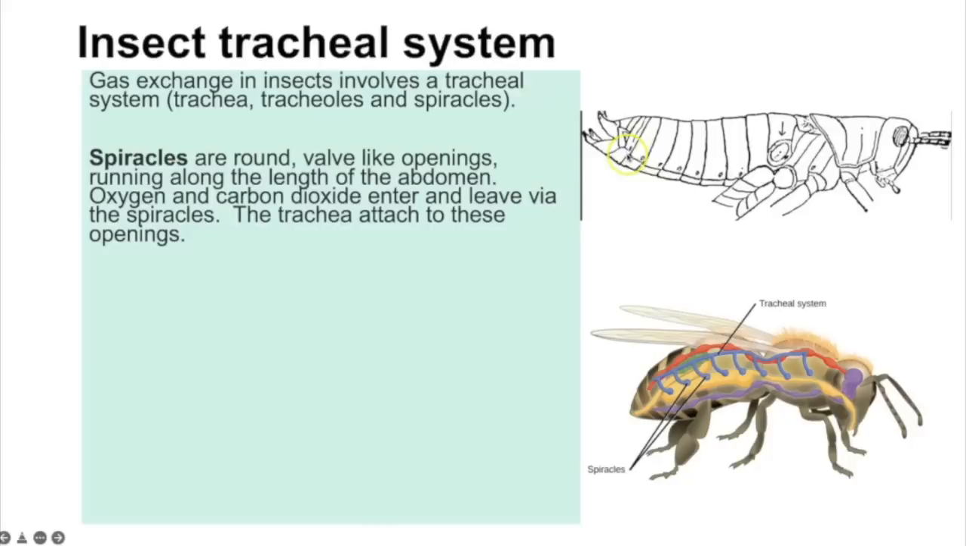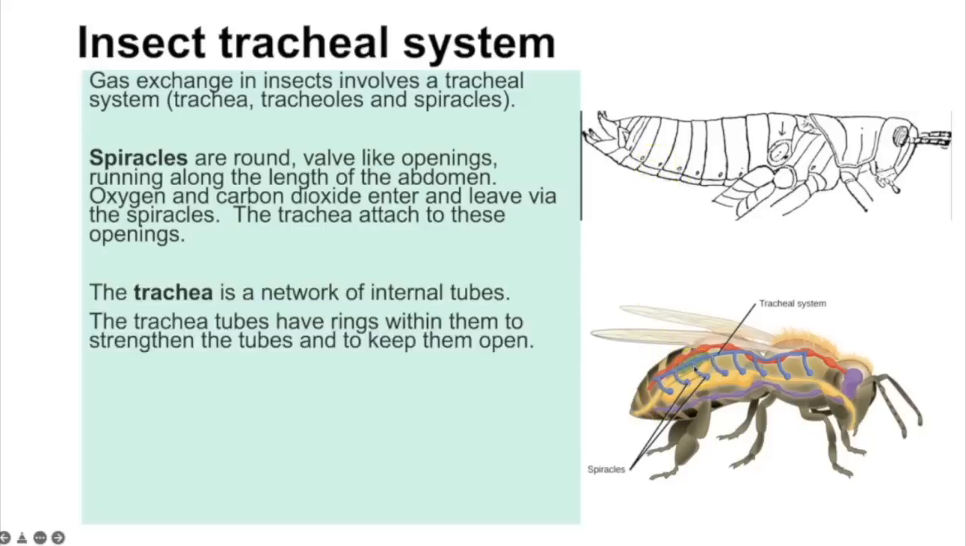The spiracles we can see here are tiny holes, round valve-like openings that run along the abdomen, and this is where oxygen and carbon dioxide are going to be entering and leaving. That is instead of the nose or the mouth for humans. And those spiracles are going to be attached to trachea. So that's the next structure.